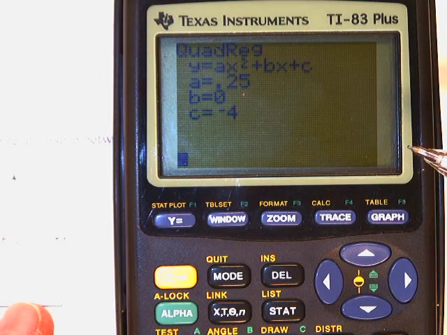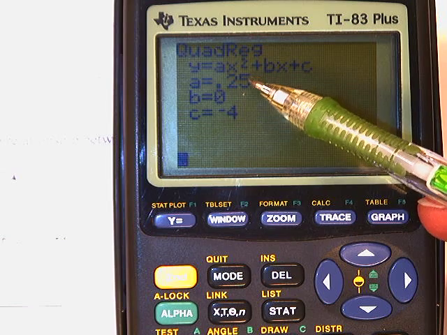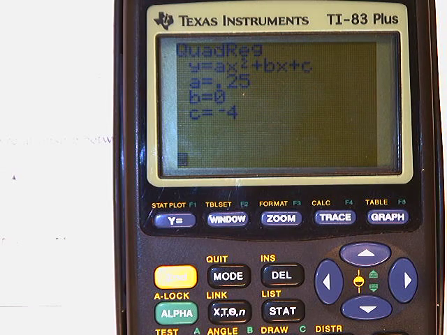So we doubly know now that it can't be either one of these. It has to be this equation. Okay?